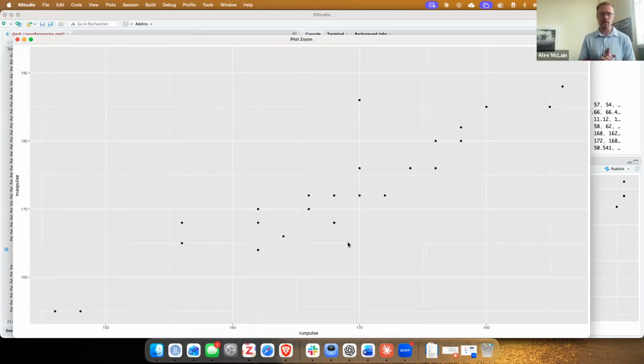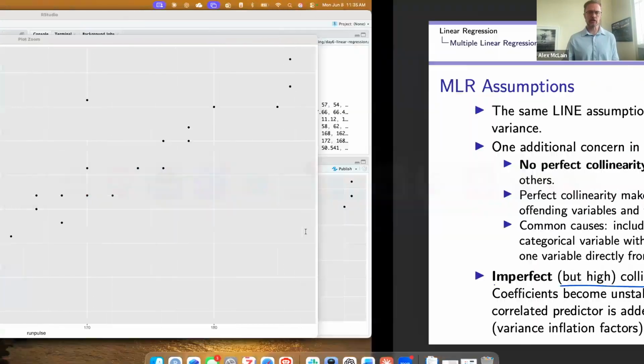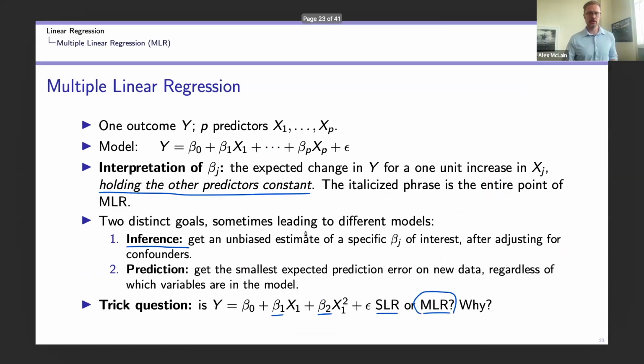So this is going to make it difficult for us to determine the relationship of run pulse and max pulse at the same time. Why is that? Well, let's go back to our interpretation. If we have run pulse and max pulse in our model, the coefficient for run pulse, for example, is the expected change in VO2 max for a 1 unit increase in run pulse, holding other predictors constant. So holding some of those other predictors, one of them is max pulse.